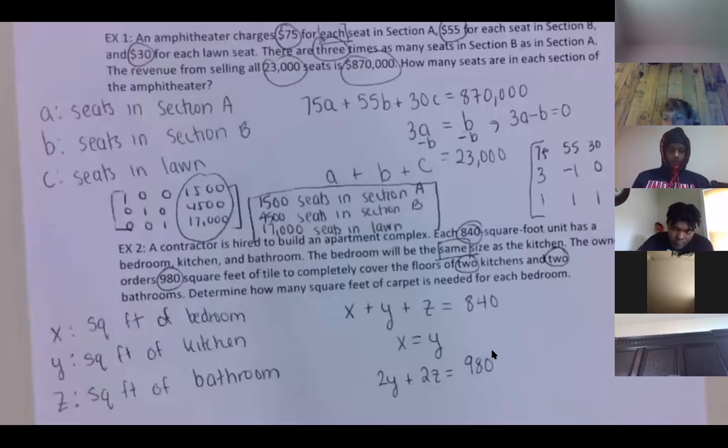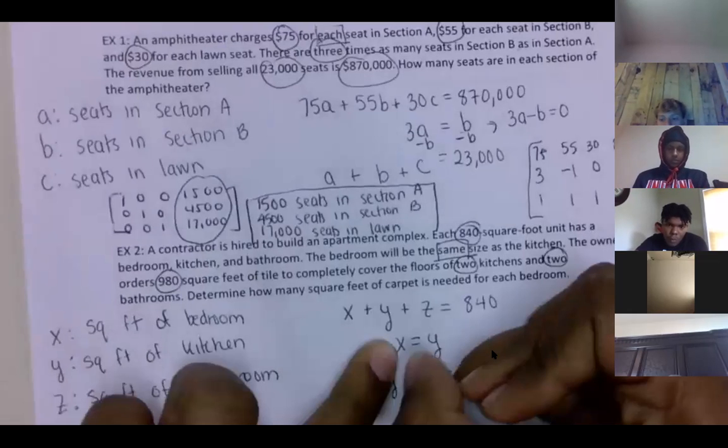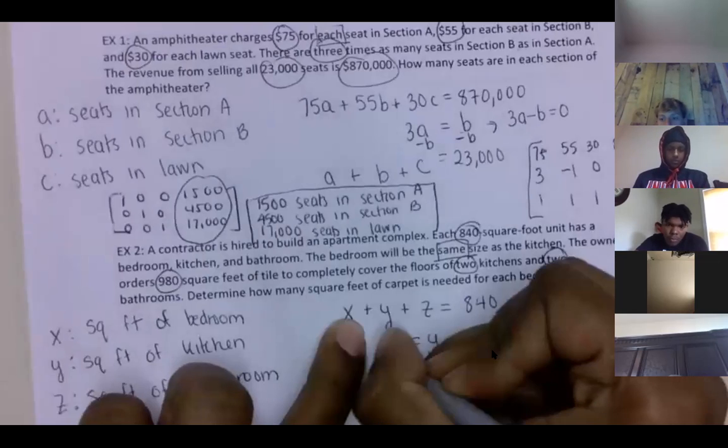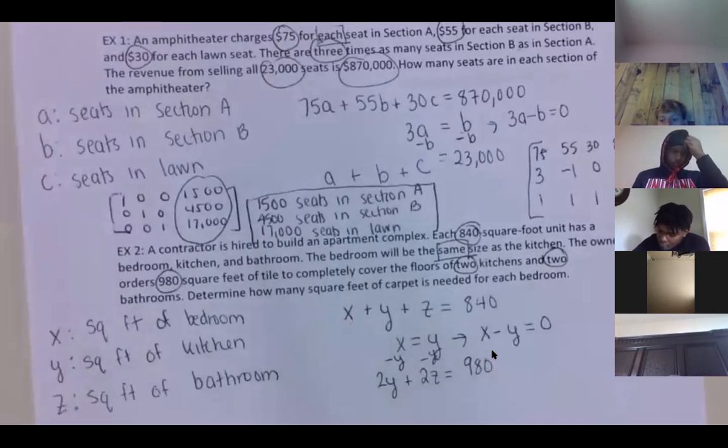What do you think, Jonathan? No. Which one do I need to change? The second one? And how would I change it? Would you subtract the Y? Yeah, absolutely. Because you want to make sure that the Y is on the same side as the X. So you're going to subtract Y from both sides. So that'll give you X minus Y is equal to 0. And now it's ready to go.